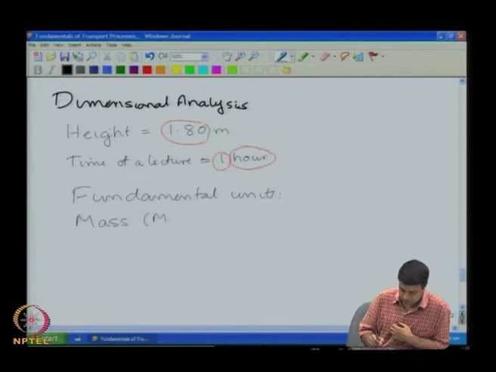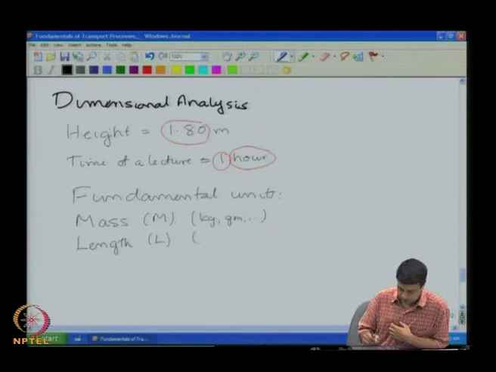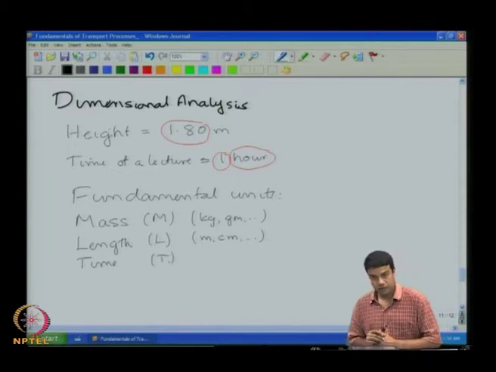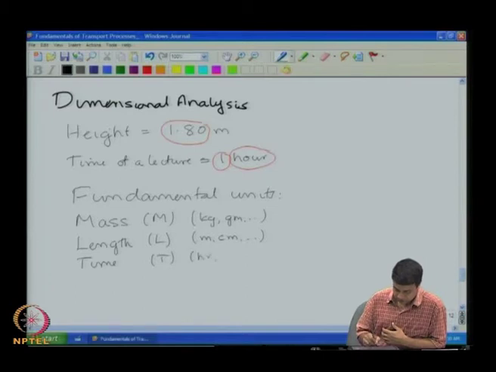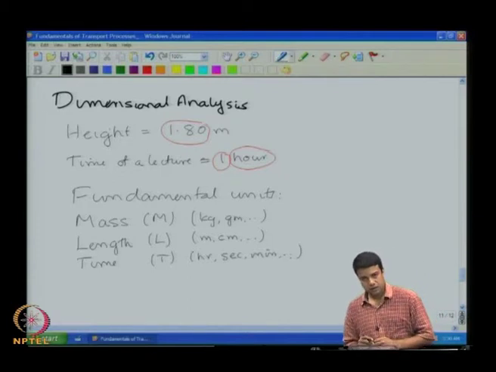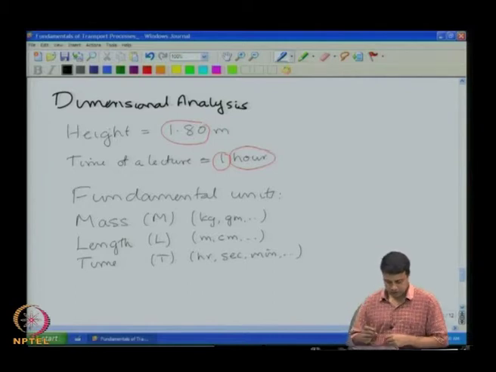So, the fundamental units: mass, I will use the symbol m in this lecture. The units are kilograms, grams, etc. Length is the symbol L: meters, centimeters, etc. Time, I will use capital T for time: hours, seconds, minutes, etc. These are the fundamental units used for most mechanical operations. There are three others.